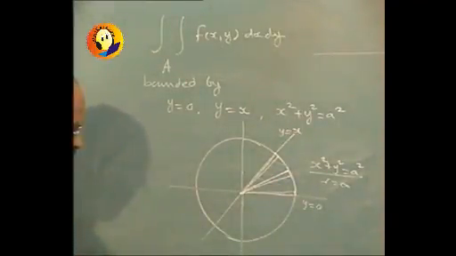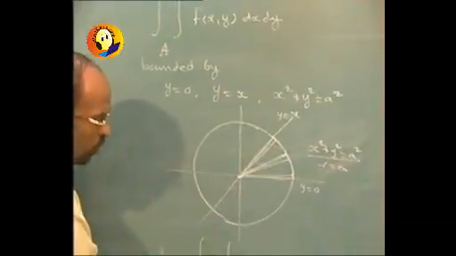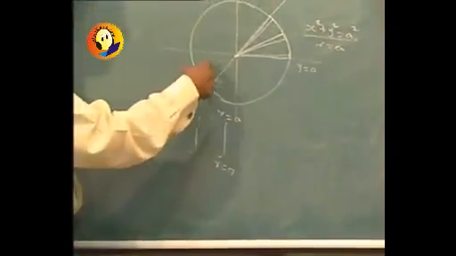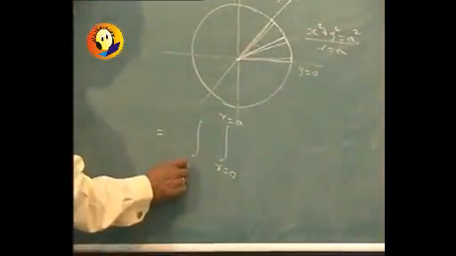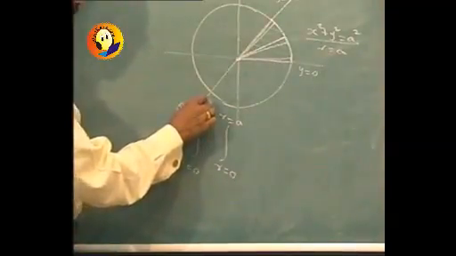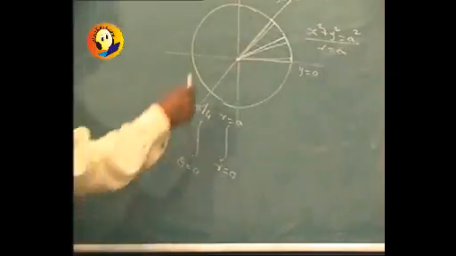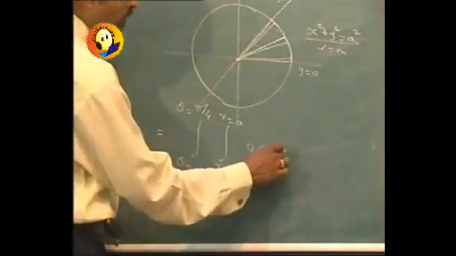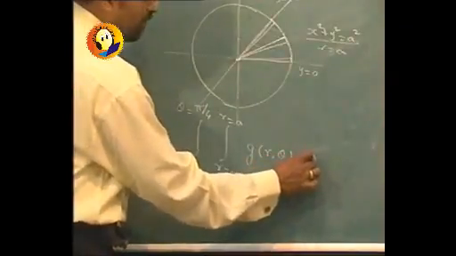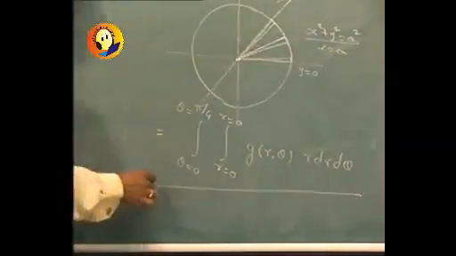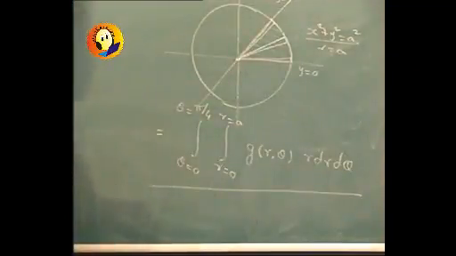And so the given integral can now be written as r equal to 0 to r equal to a. On a radial strip it will always be variation of r first, and theta varies from theta equal to 0 to theta equal to 45 degrees, that is pi by 4. Function f of x comma y will change to some other function g of r theta, and dx dy will be written as r dr d theta, which is to be solved further.